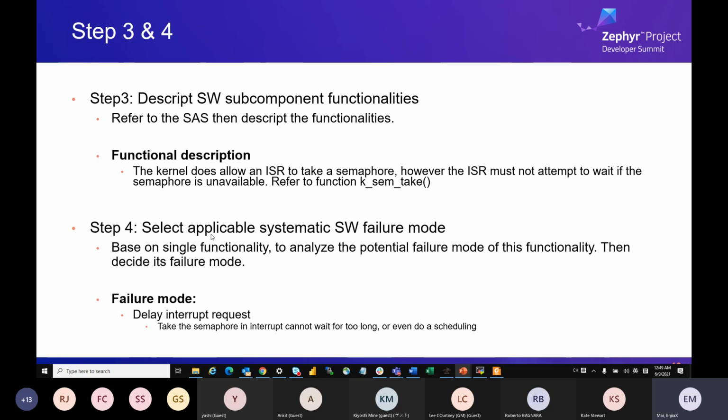So for the next step, we will select applicable systematic software failure mode based on a single functionality to analyze the potential failure mode of this functionality and decide its failure mode. So its failure mode could be delay, interrupt, request. If we call semaphore take, we try to take a semaphore and we give in a delay parameter, it means that the sleep will happen, and we all know that it's not allowed to sleep when the program is in the interrupt context.